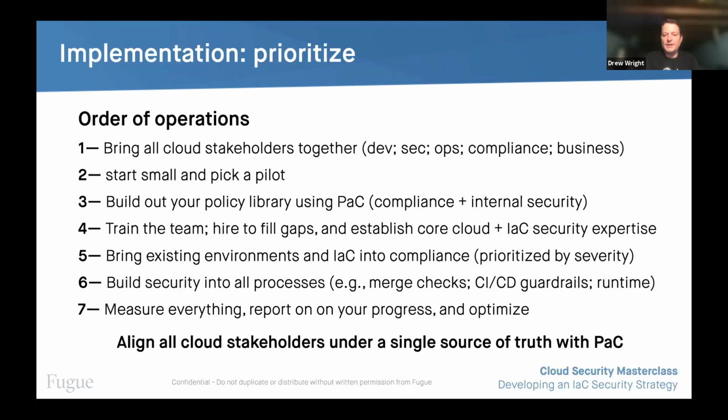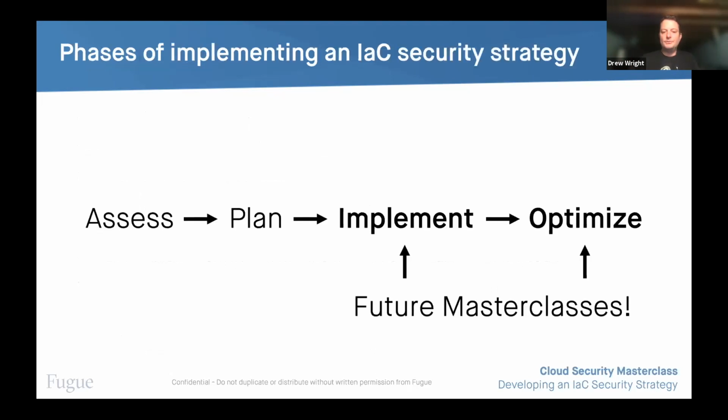Ultimately, what we're looking at with policy as code is bringing all cloud stakeholders together, aligning them under a single source of truth. There's no ambiguity about what the policies are and where they need to be applied. Everybody has the same understanding of what the policies are. They're embedded in our code, and everybody has access to that and can use it to help them do their work more securely. So again, in future masterclasses, we want to dig more into that implementation process and how to optimize it to move faster than ever before in the cloud, and do so securely.